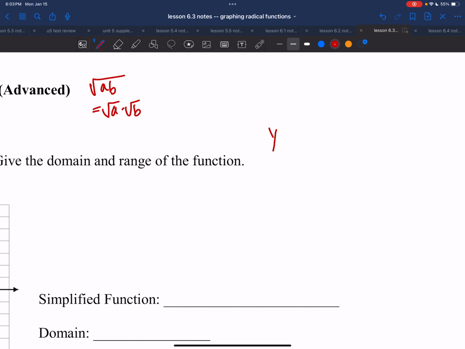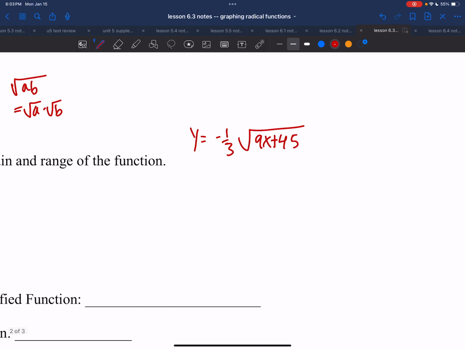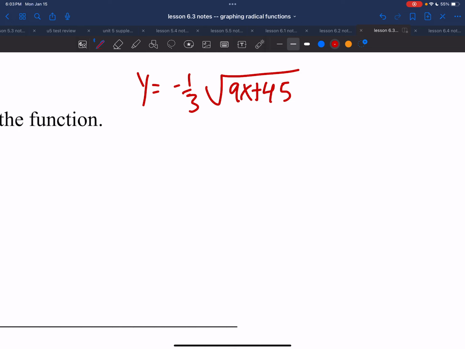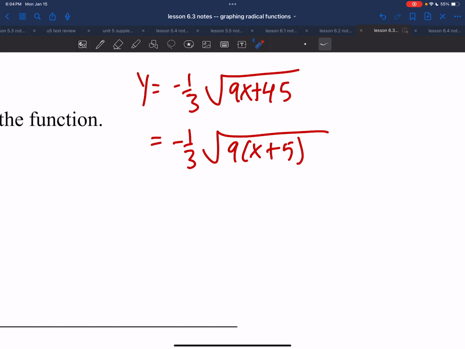I say, look, y is negative 1/3 the square root of 9x plus 45. Is there anything else? No, that's it. Now, 9x plus 45. Special GCF factoring, right? 45 and 9 could both be divided by 9. So I say this is the square root of 9 factored out, x plus 5. All I did was greatest common factor factoring right there. 9 would distribute to x to get you 9x. 9 would distribute to 5 to get you 45. I pulled the 9 out.